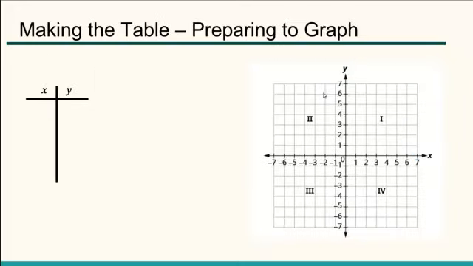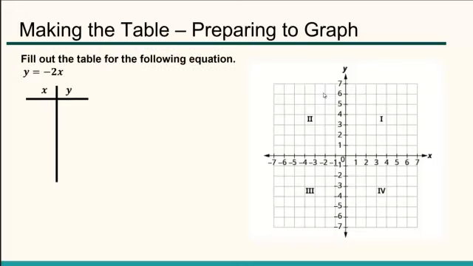All right, so let's do another one. We're going to make our little XY table, and then we're going to make some coordinate points, and then we're going to graph it. So let's fill out the table for the following equation. Y equals negative 2x. I need to pick some values for x. So I usually like to pick a negative, 0, and then maybe a couple of positive. That way I get some variation and I can see what's going on here. So if x is, say, negative 1, I just plug that into my equation and see what my y would be. Y equals negative 2 times negative 1. That means y is 2.